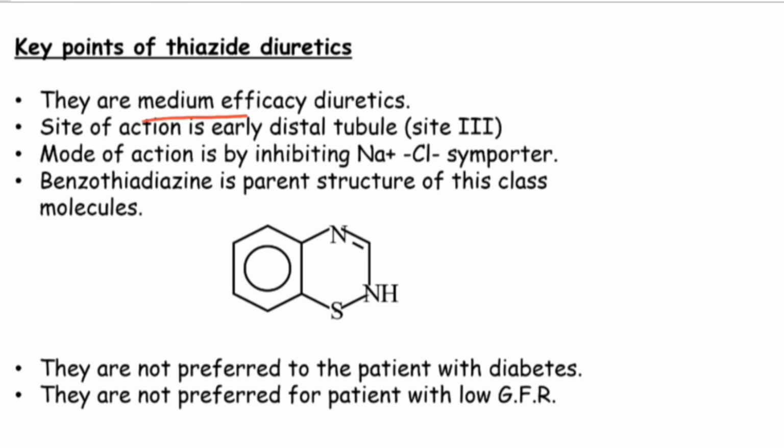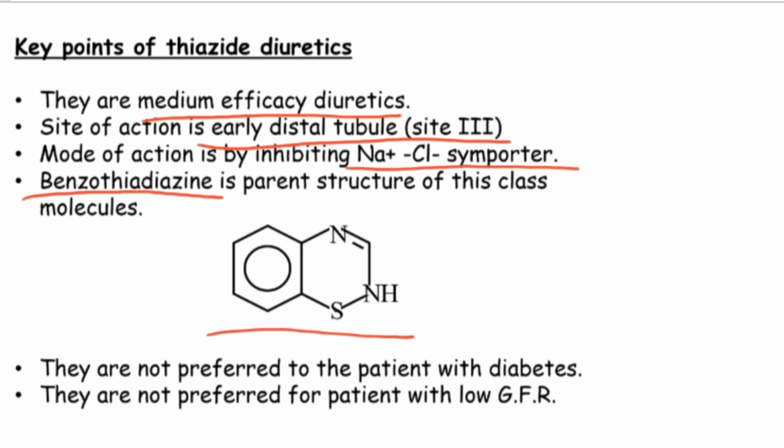First of all, they are medium efficacy diuretics. Second, site of action is early distal tubule, which is site 3. They act by inhibiting sodium chloride symporter. Then benzothiazide is the parent structure of this class of molecules, and this is the structure of benzothiazide.